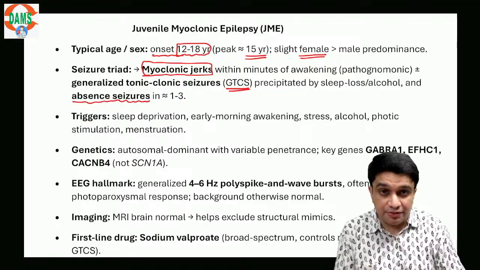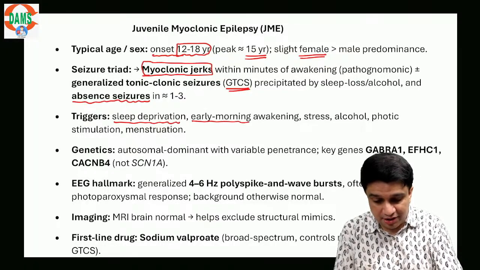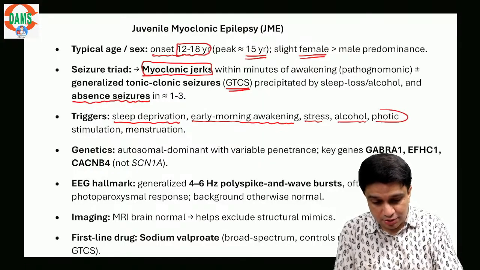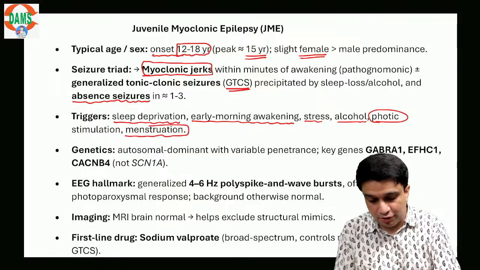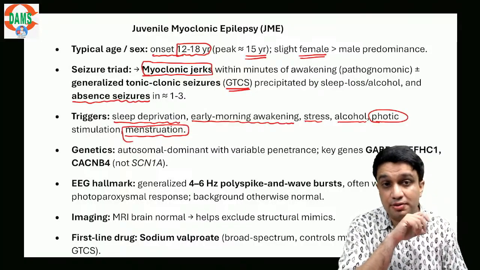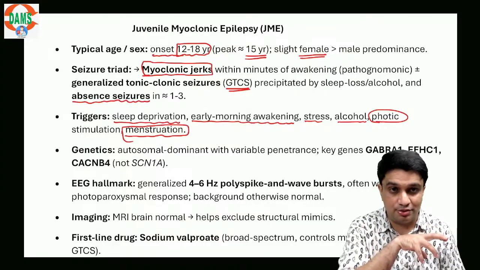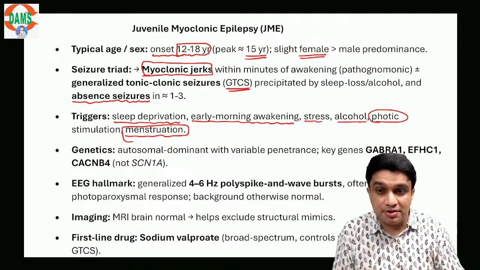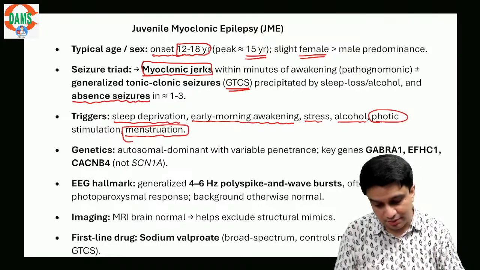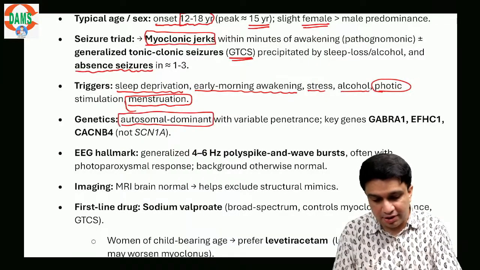Triggers generally found for JME are sleep deprivation, number one, early morning awakening, stress, alcohol, and photic stimulation. Even in females, we have found menses. So photic stimulation starting a seizure is a kind of reflex epilepsy due to a stimulus. For absence seizures, if you remember, there was a stimulus as well, that was hyperventilation. Now it is found to be autosomal dominant with variable penetrance.